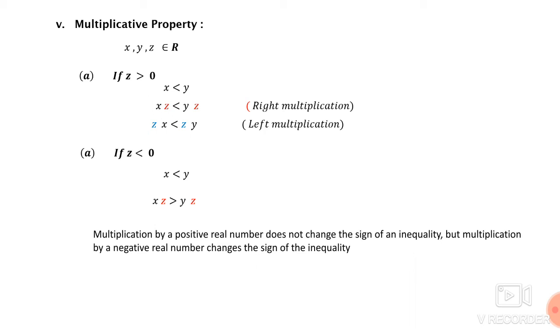Multiplication by a positive real number does not change the sign of an inequality. When you multiply with a positive real number, the inequality remains the same. But multiplication by a negative real number changes the sign of the inequality. In this case, when z is less than 0, the inequality reverses.